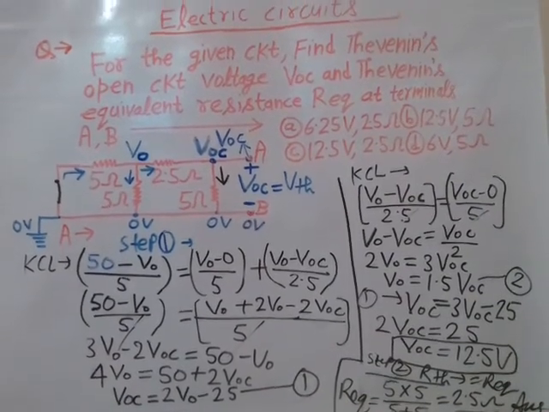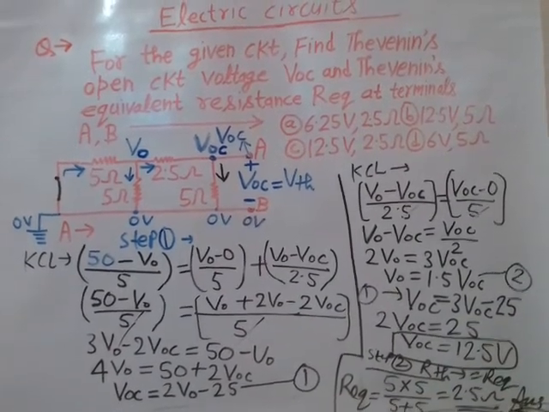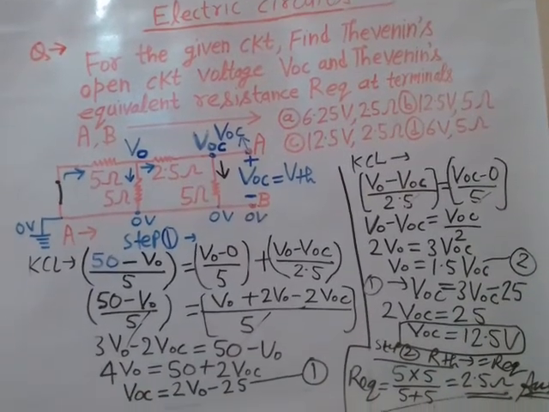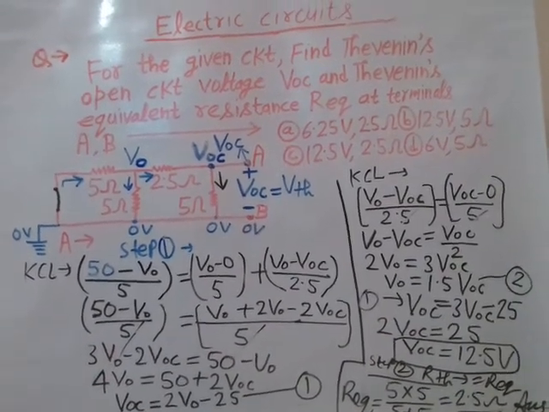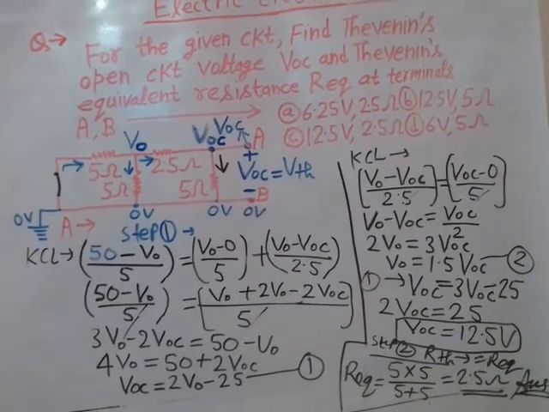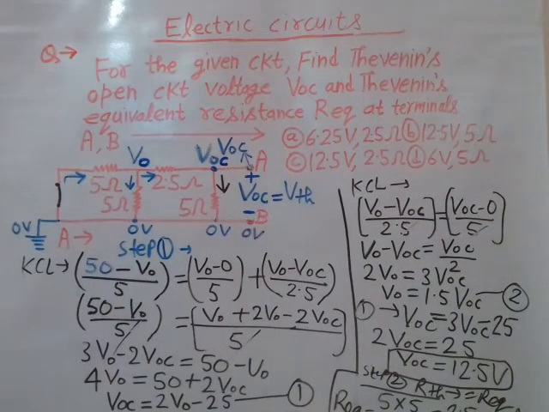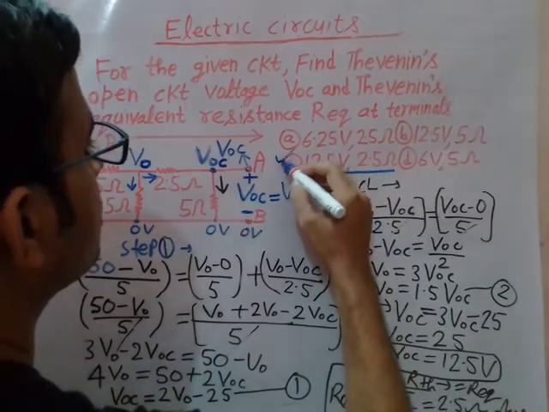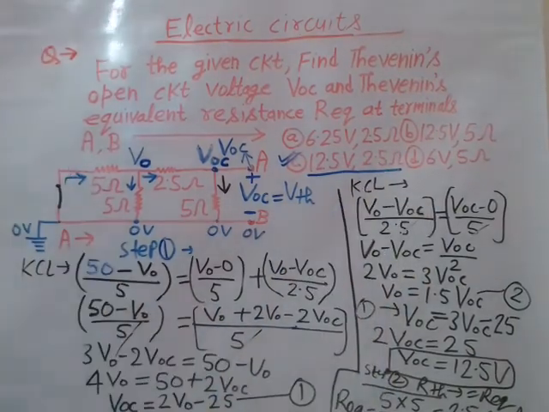So did you understand the process? Which option is correct now? Option C is correct, right? VTH or VOC, the open circuit voltage, or basically Thevenin's voltage, is 12.5 volt, and RTH or R equivalent is equal to 2.5 ohms. So option C is correct, right? 12.5 volt and 2.5 ohm.